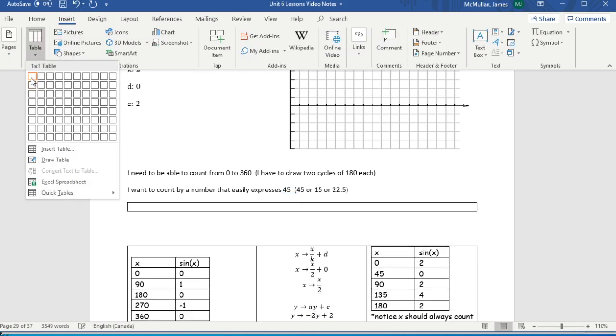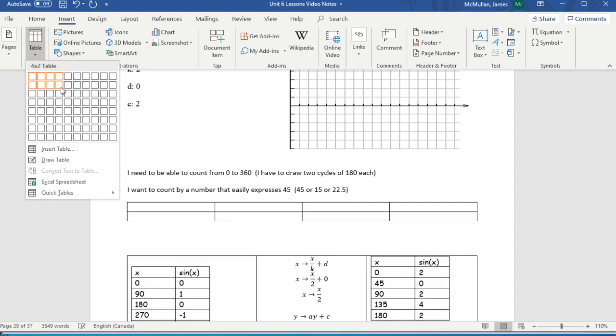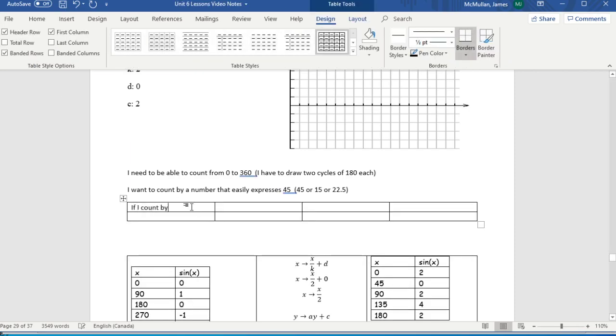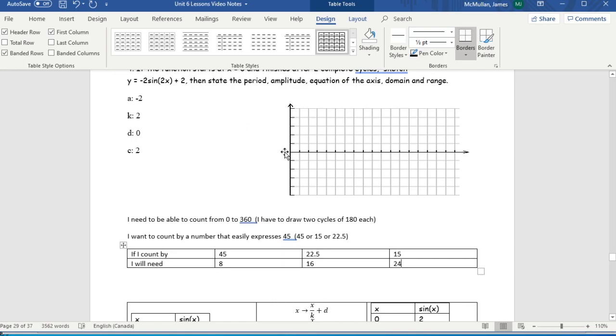If I count by 45, 22.5, or 15, I will need, here I would need 8 boxes, right? 360 divided by 45 is 8. Here I would need 16 boxes. Here I would need 24 boxes. So how many boxes do you have here?